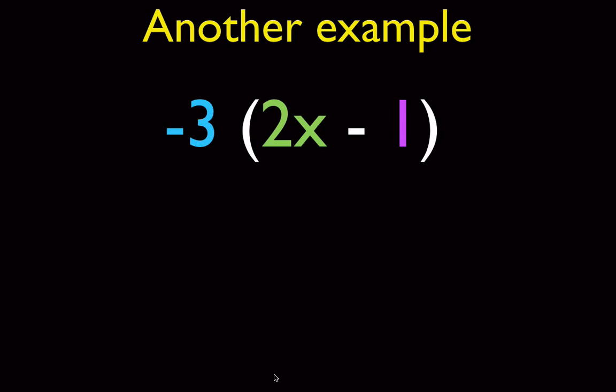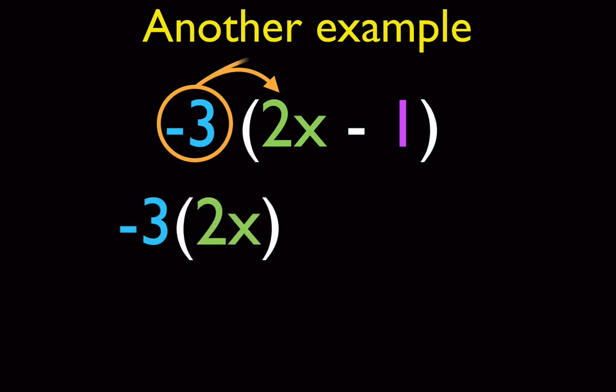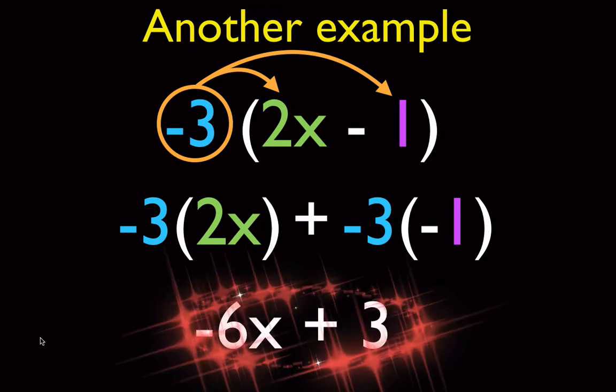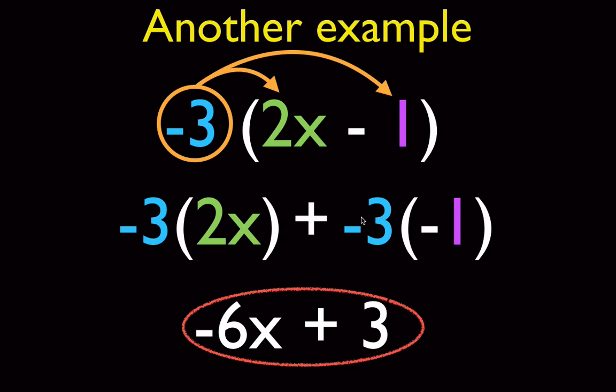Okay, so what I would recommend you do is you circle the outside number, including the negative sign, and multiply each piece. That's going to give me -6x, and -3 times -1 is positive 3. And the reason I have that plus sign in the center is just to remember that you're multiplying a negative times negative on the right side. So I end up with -6x from this part being multiplied, and -3 times -1 is positive 3.